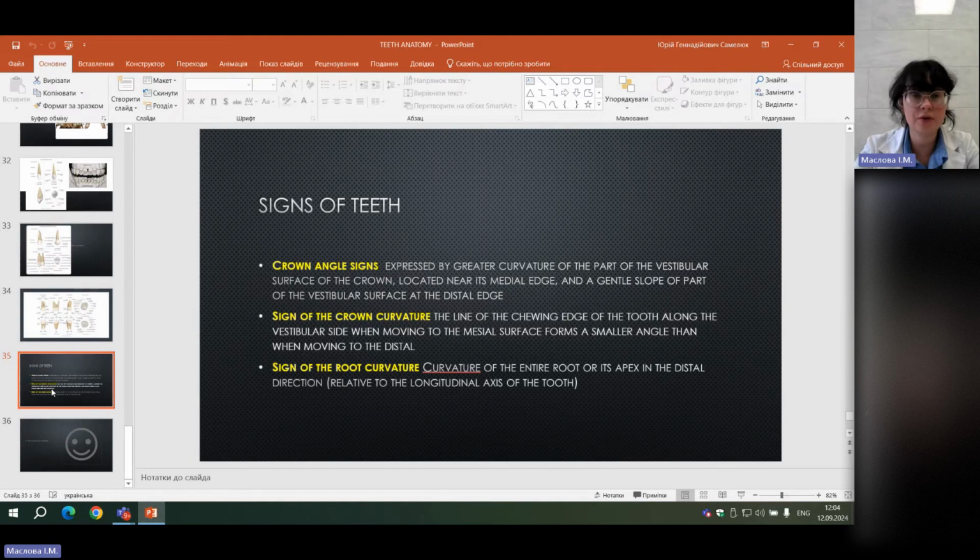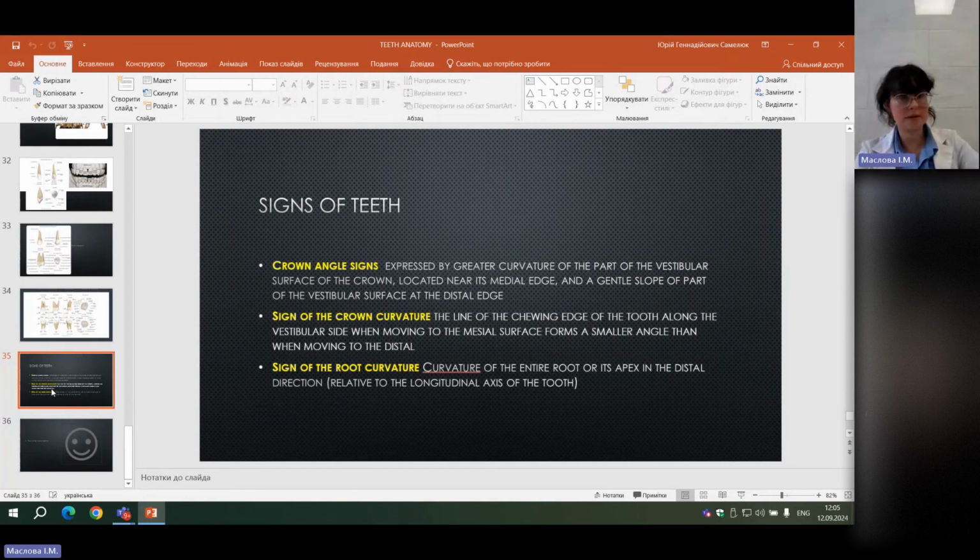The sign of the root curvature is the curvature of the entire root or its apex in the distal direction relative to the longitudinal axis of the tooth.